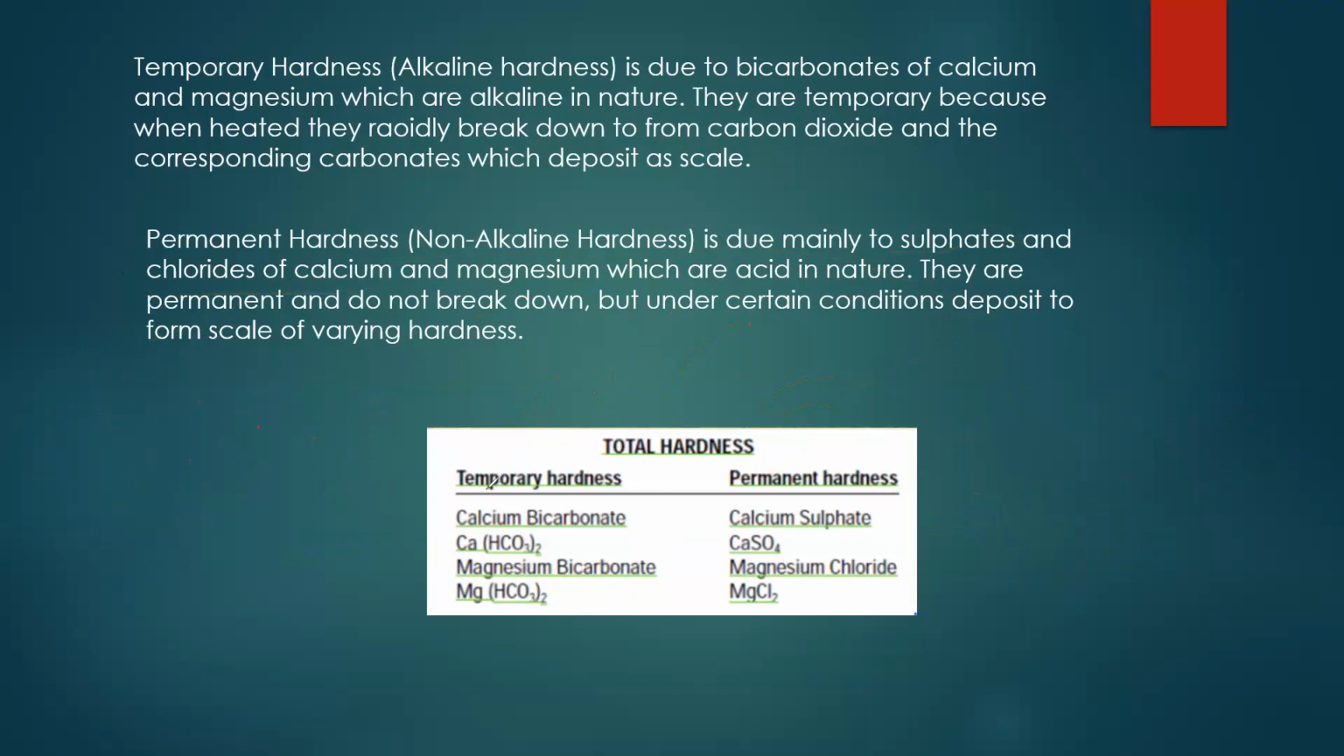So can you see, in the temporary hardness, what are the materials which are making temporary hardness? Calcium bicarbonate, that is Ca(HCO3)2, and the second one is magnesium bicarbonate. Whereas when you look at the permanent hardness, it is because of the calcium sulfate and magnesium chloride. Understood the difference between permanent hardness and temporary hardness?